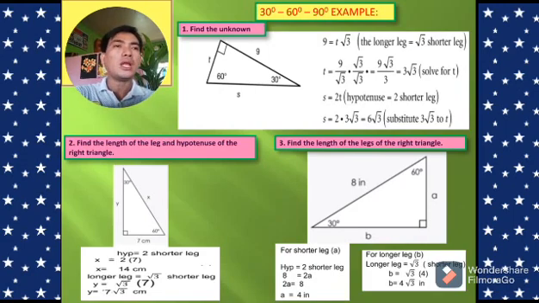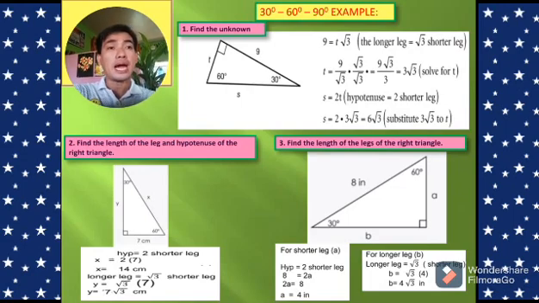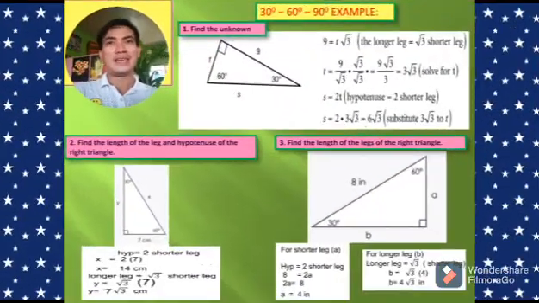Now, how about the longer leg, which is B? For the longer leg, you would have square root of 3 times the shorter leg. So our shorter leg here is 4, as we found in our solution. So you just simply multiply it by square root of 3. That's why you have B is equal to 4 square root of 3 inches. Is that clear now? So, are there any questions?